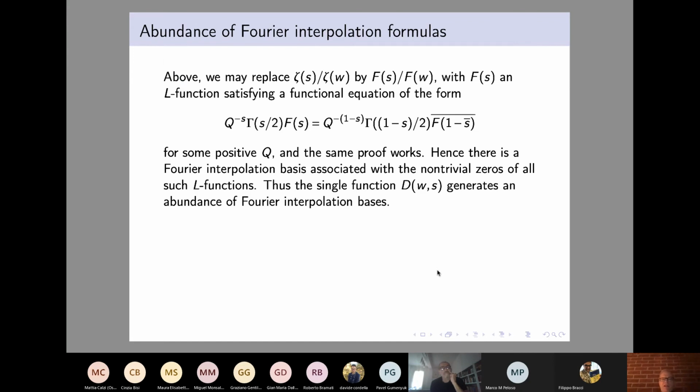There is actually an abundance of Fourier interpolation formulas around this kernel that I wrote up for you, because there are plenty of L-functions and Dirichlet series that satisfy functional equations. And whenever you have a functional equation with a gamma factor, you should expect to have formulas like what we have. So there is really an abundance of such formulas. I just wanted to say that.